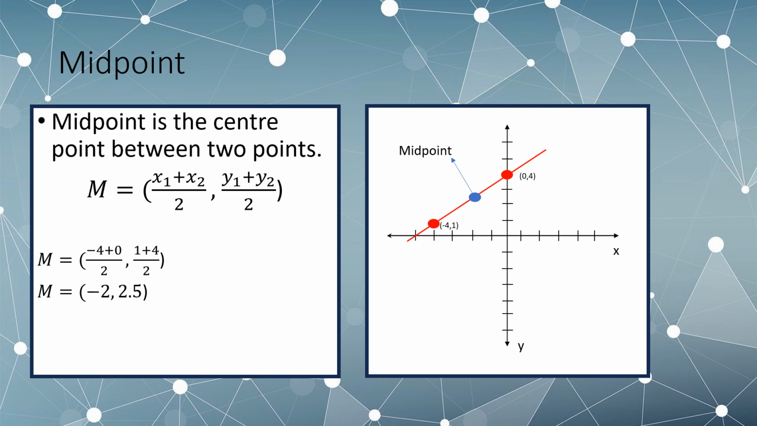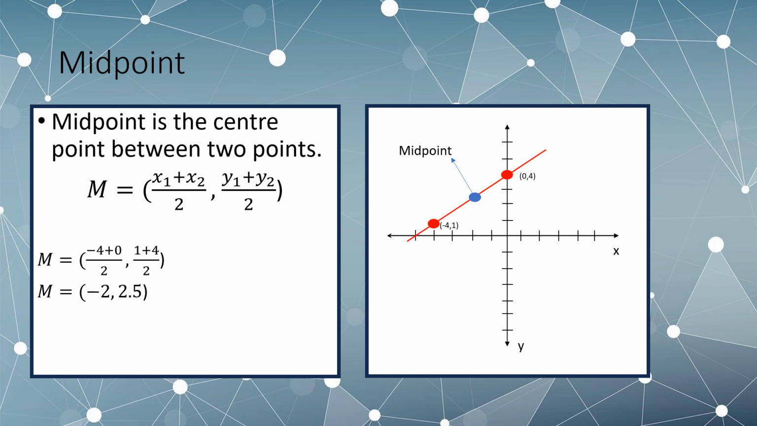So effectively we need two coordinates. In this case, we've been given two coordinates on our graph. So my x1 value, I'm going to assign to my negative 4, and my x2 value, I'm going to assign to my 0. So I'll have negative 4 plus 0 over 2. And then for my y values, using those same coordinates, of course, I have 1 as my y1, and I have y2 equal to 4. So I have 1 plus 4 over 2.